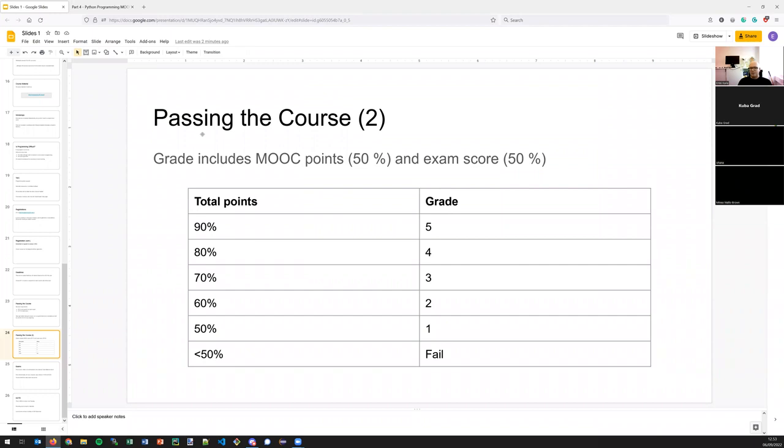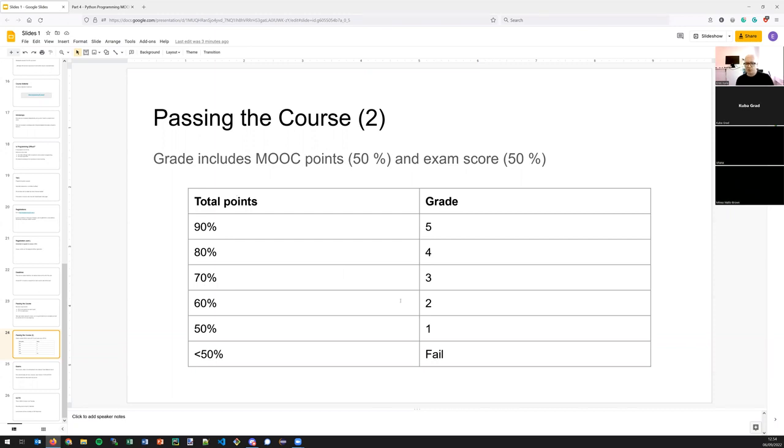And how you get your grade: 50% comes from the MOOC points, the points you've completed in the material, and 50% comes from your exam score, and then those are combined. If you get more than 90% of all available points, you get 5 as a grade, and if you get less than 15, then you fail the course. So it's really simple.